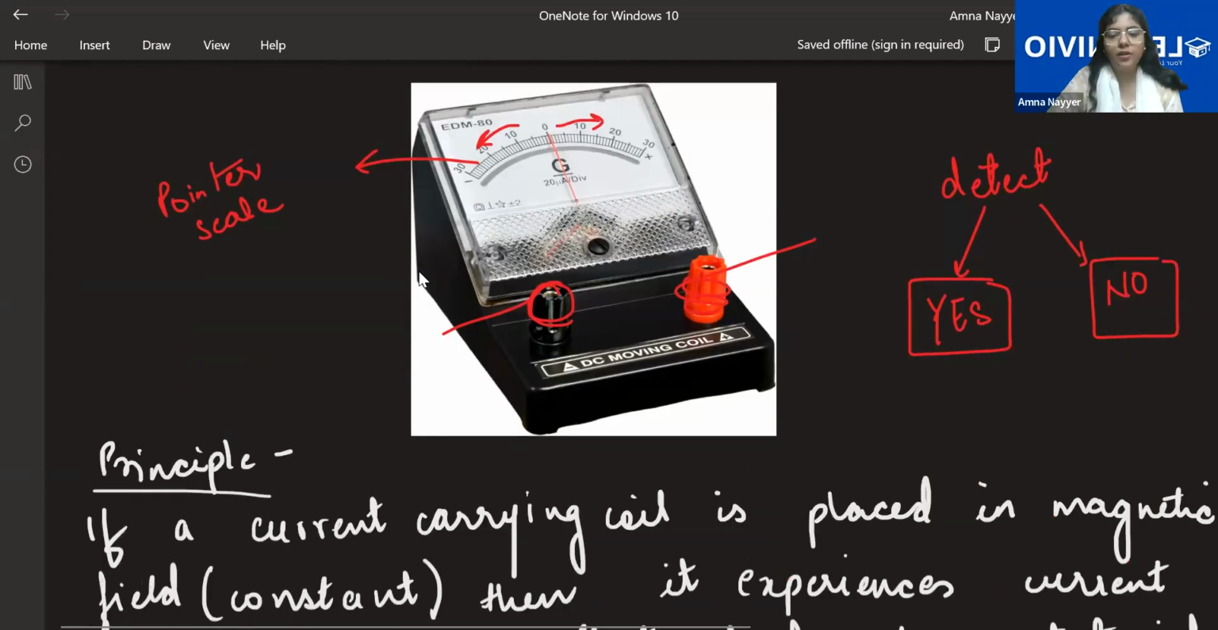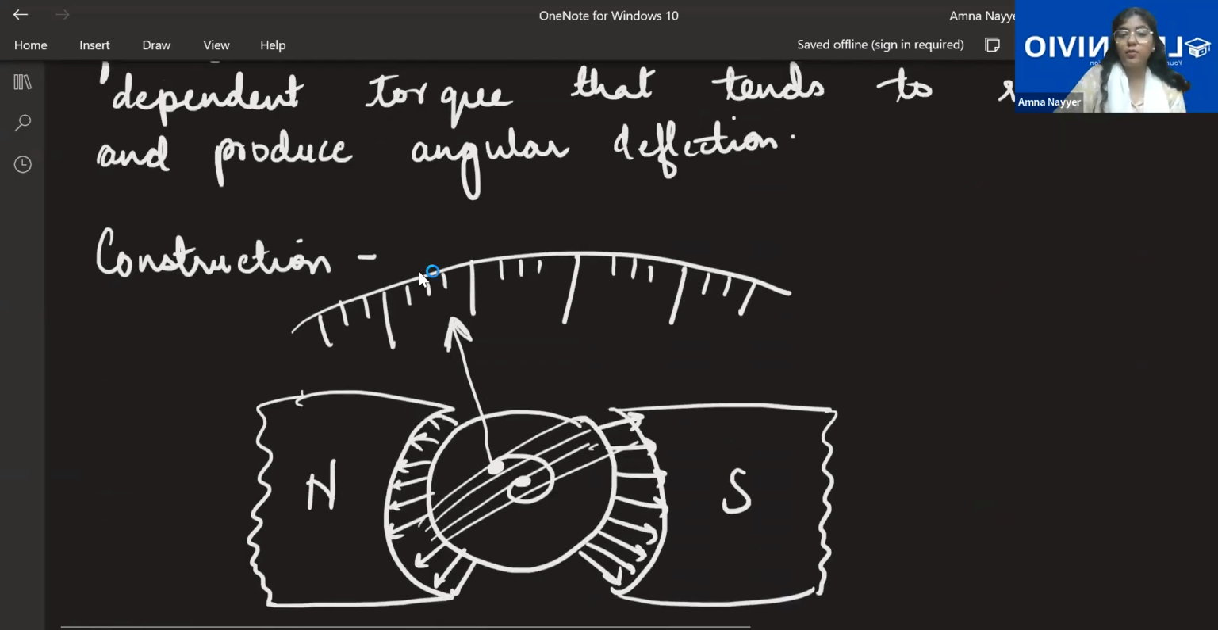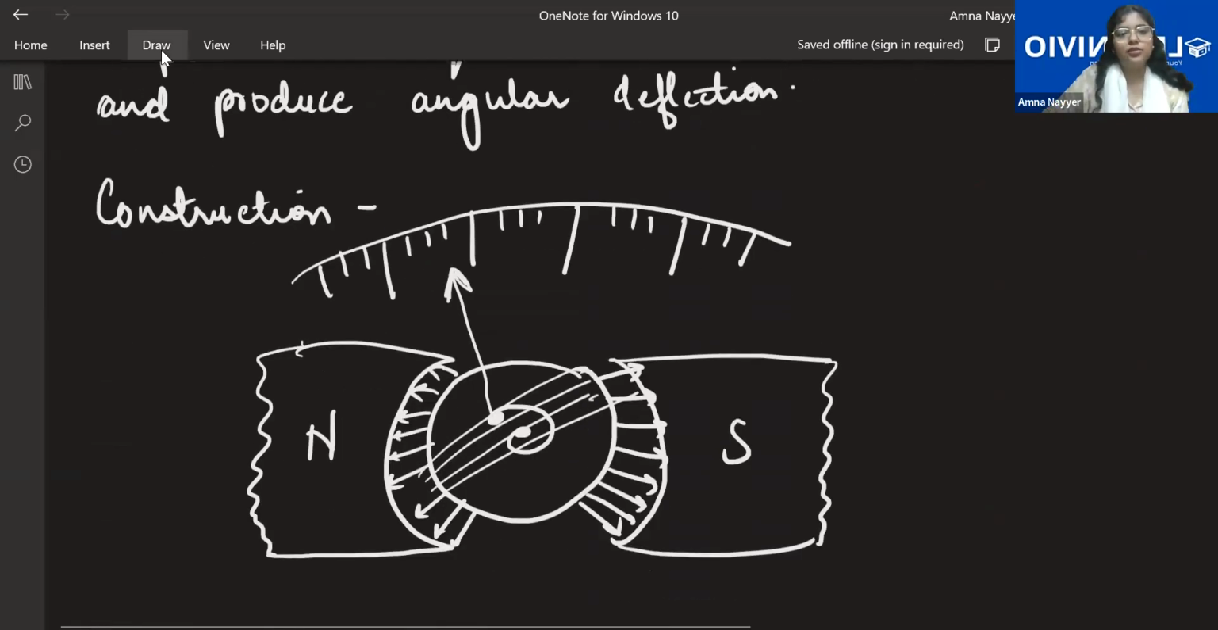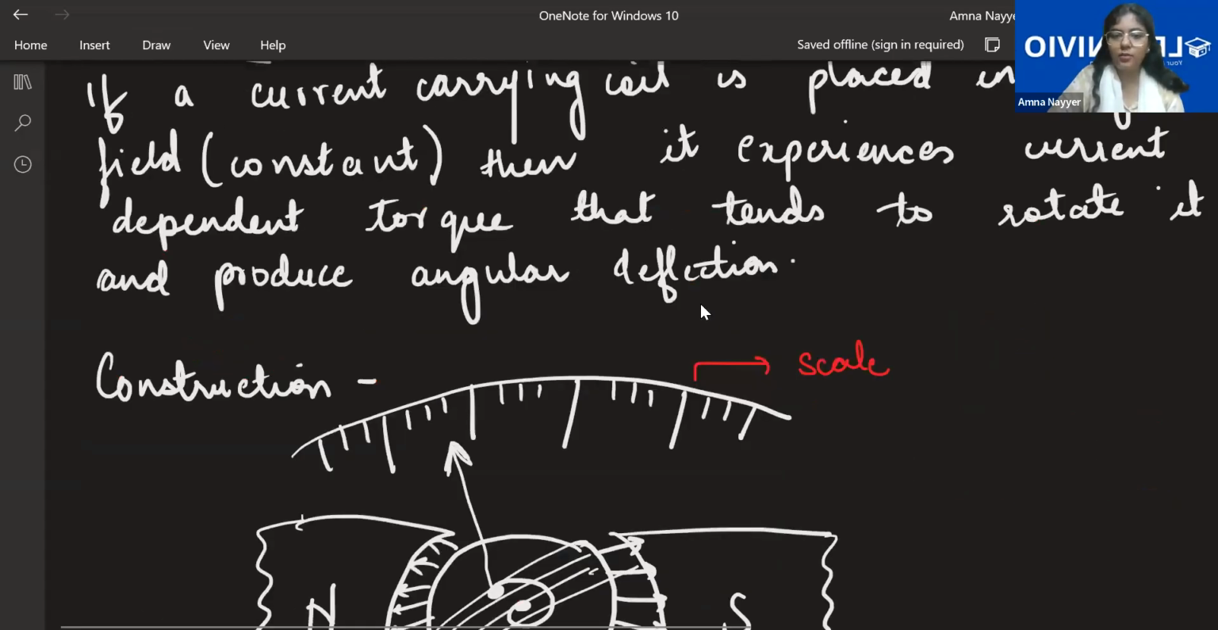Then there's the principle of the galvanometer. Before that, understand the inner structure of it, like what is there within this. So within this, there is a scale. This is the scale where the readings are made, which you can see from outside like this. These readings, which you can see from outside. This is that scale which is inserted within.